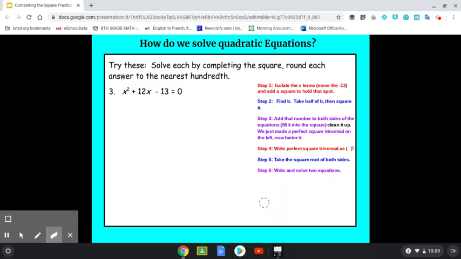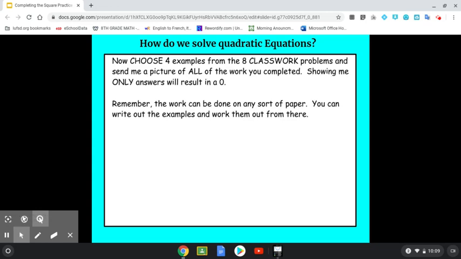And last thing I want to just talk about is you're going to go and choose 4 examples from the 8 classwork problems. Send me a picture of all the work you completed. Showing me only answers will result in a 0. Remember that work can be done on any sort of paper you want. Write out the examples and work them out from there, okay? So let me know if you need any help.